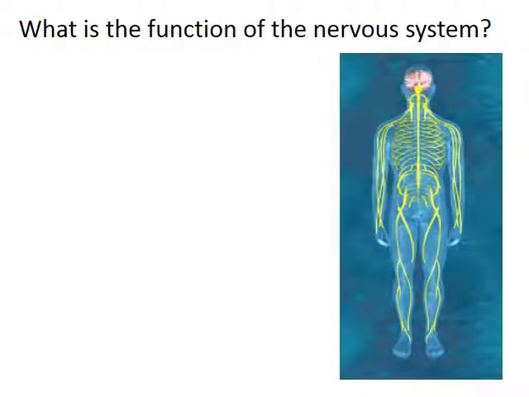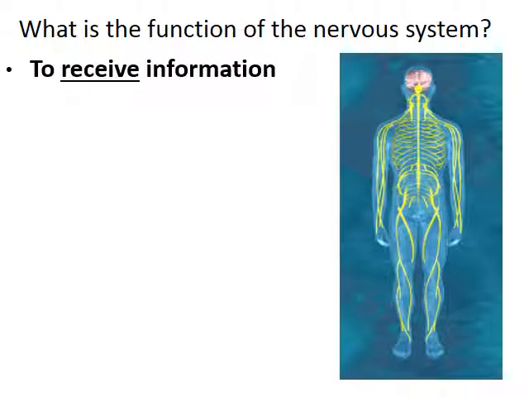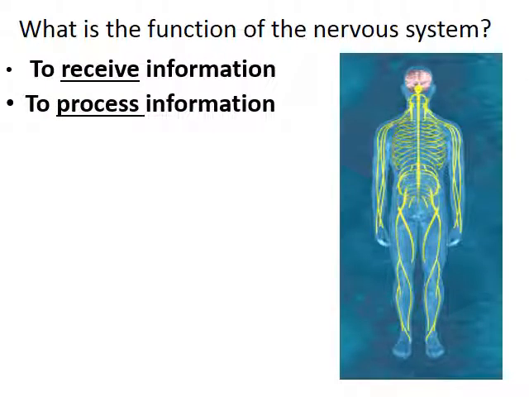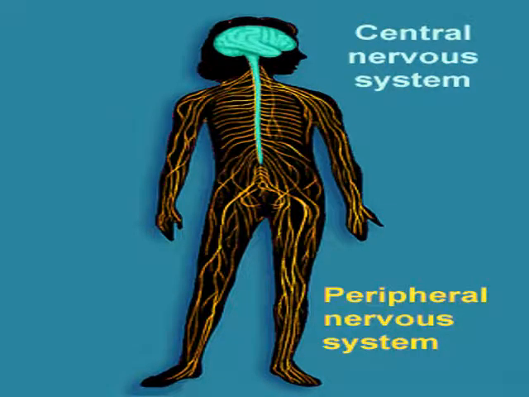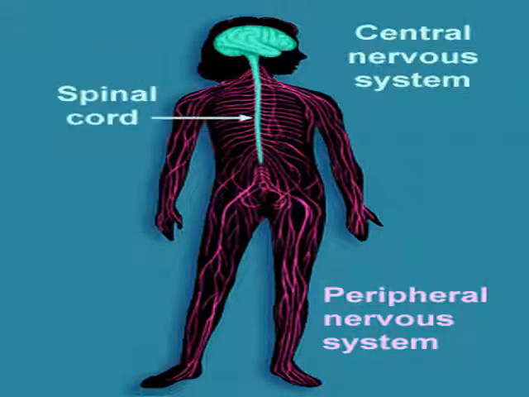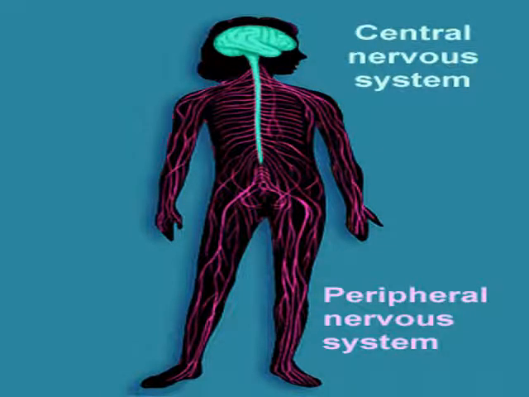What is the function of the nervous system? Mainly the function of the nervous system is to receive information, to process information, and to respond to this information. The nervous system is composed mainly of two parts, the central and the peripheral nervous system. Here we have spinal cord, brain, and we have the nerves.